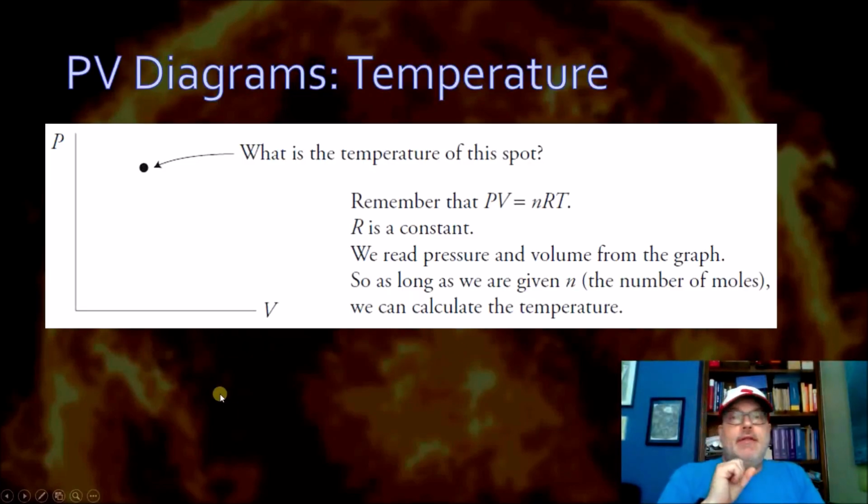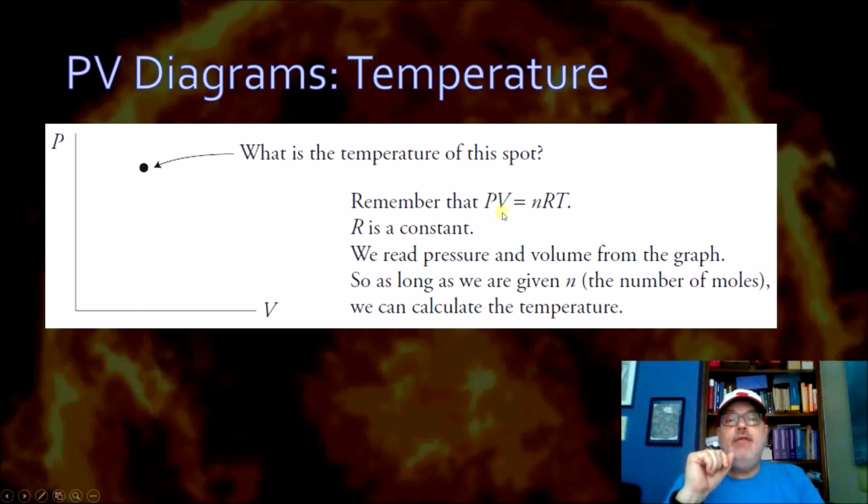So let's put it all together. PV diagrams. Let's talk about the temperature first. What temperature is this point right here? Well, we have the equation PV equals nRT. We know R is a constant, so we got that one. We can read pressure and volume from the graph. So if we go across here, we can read the pressure. If we go down here, we can read the volume.